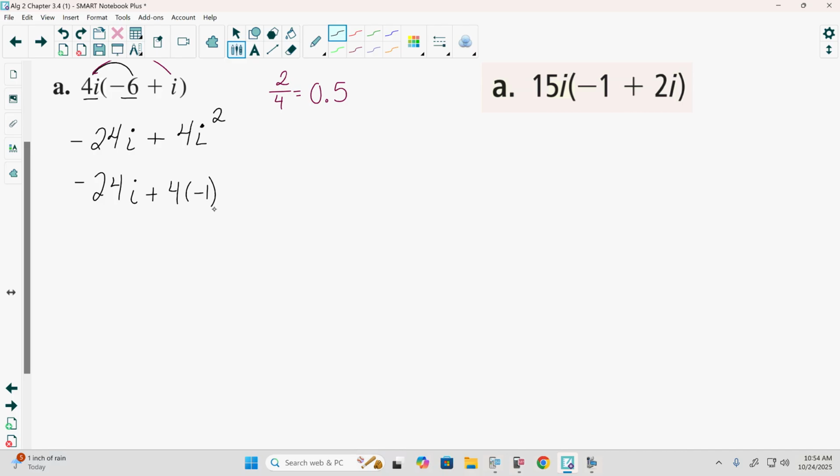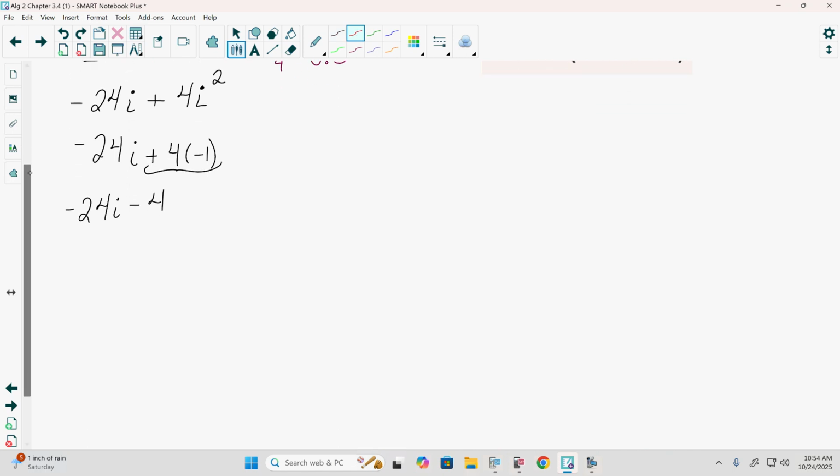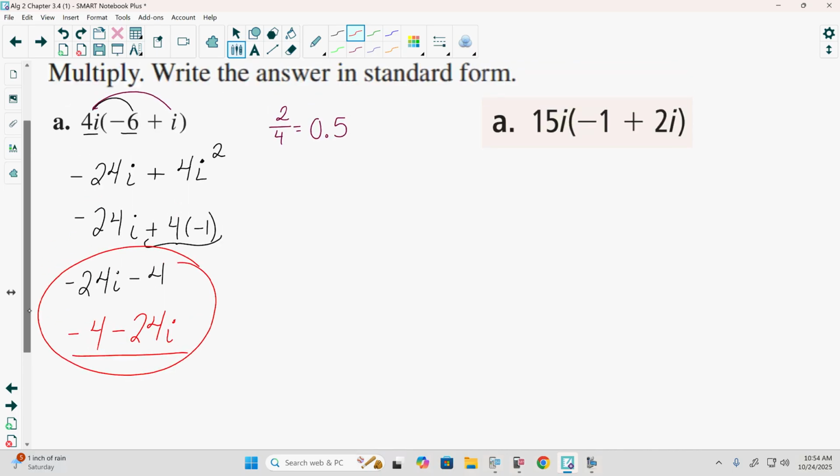So that tells us here that we have 4 times negative 1, which tells us that we have negative 4. So negative 24i minus 4, or really if we wanted an a plus bi form, standard form, we would say negative 4 minus 24i. a plus bi is the more preferred, standard way to write it, but those are essentially the same thing.